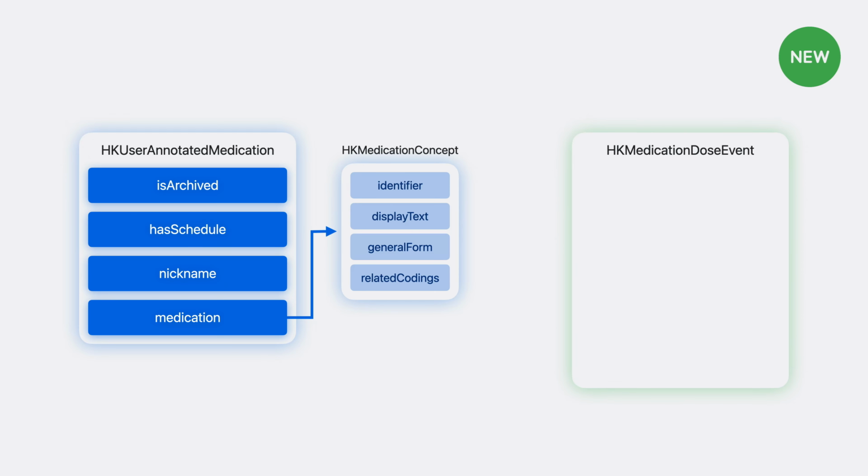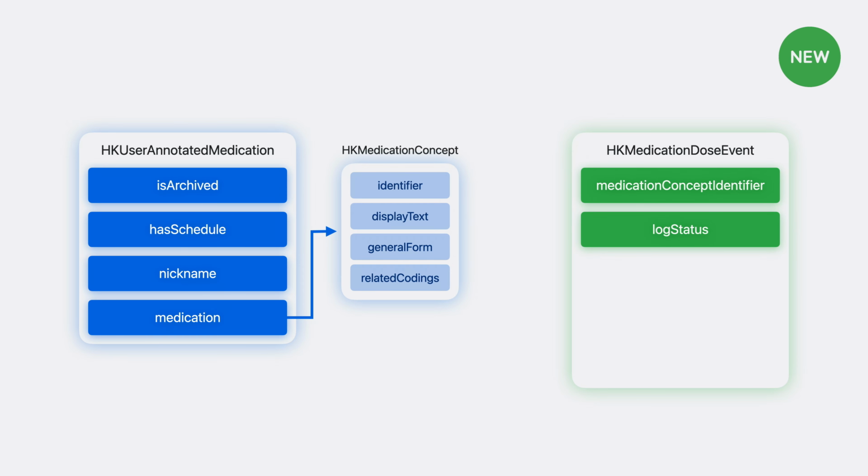Dose events represent the times a medication was supposed to be taken or actually taken. They're a new kind of HKSample. They are always related to a specific medication by its medication concept identifier. They also contain a log status of the event, like taken or skipped. Scheduled doses can also be snoozed or not interacted with entirely. Doses saved for these cases will have a log status that reflects them.